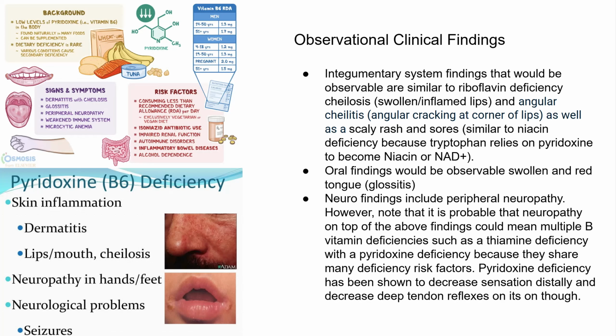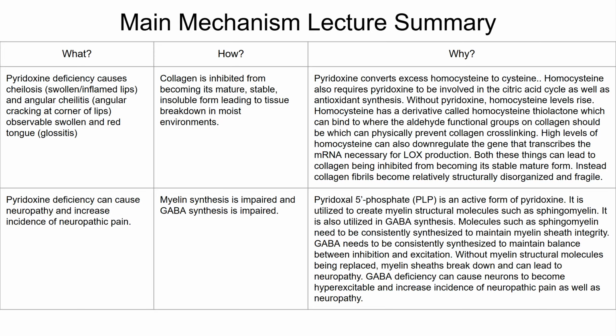Neuro findings would include peripheral neuropathy. Just note that this is usually a later stage of the deficiency disease that appears after the integumentary findings. The main takeaways as far as the what, why, and how behind the presentation is that the integumentary system and nervous system can be impacted.